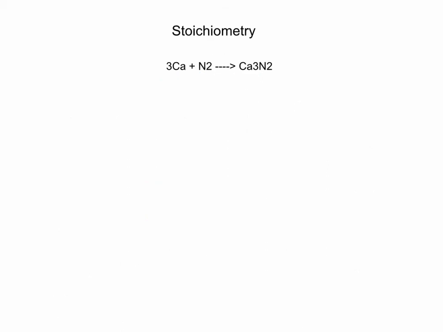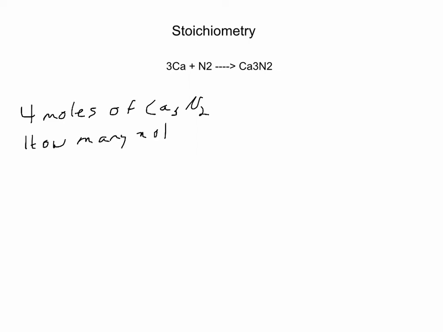Now we have the reaction between calcium and nitrogen to give us calcium nitride. This time I'm going to ask you to make 4 moles of calcium nitride. How many moles of calcium are needed? So I want you to make 4 moles of calcium nitride. How many moles of calcium are needed?